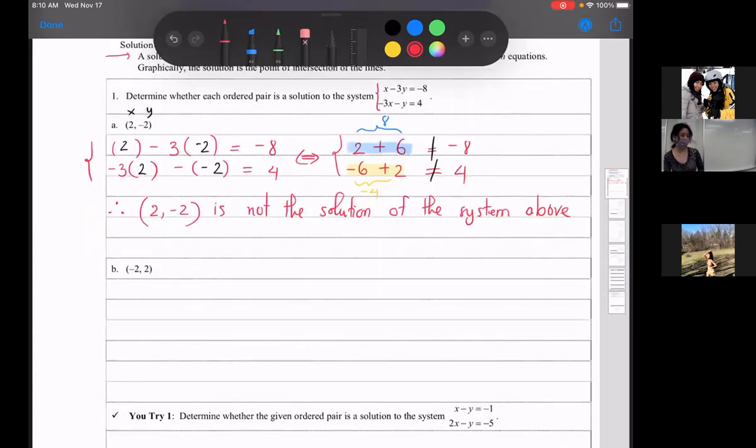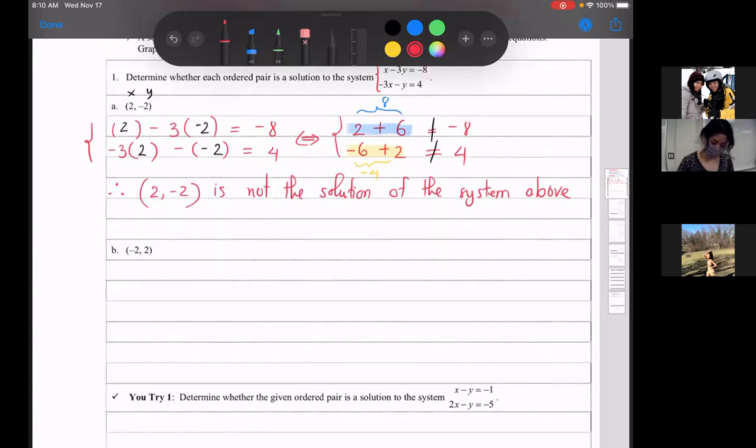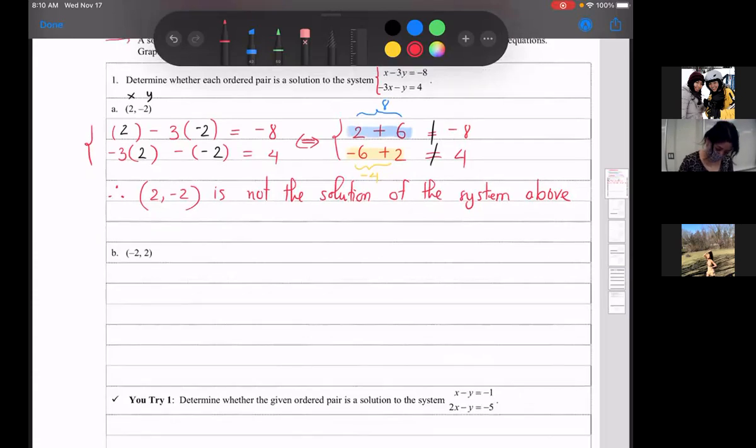Okay. All right, one more, and then we have a you try one. You can do it on your own. You don't have to copy what I have up here. So let me write down here. So x minus 3y equals -8 question mark. And over here I have -3x minus y question mark 4. And then you plug it in. It's your x, it's your y. So -2, 2.